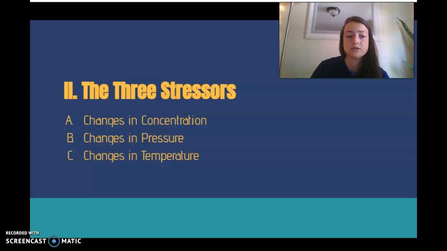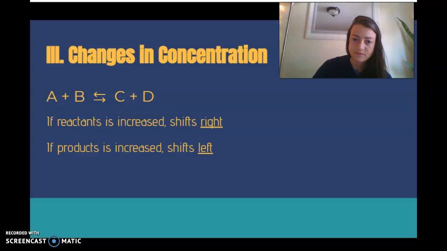The first is going to be changes in concentration. That's really just the amount of your chemicals that you have. That could be the amount of reactants or the amount of products. The second is changes in pressure. That's going to be for gases only. And your third is going to be changes in temperature.